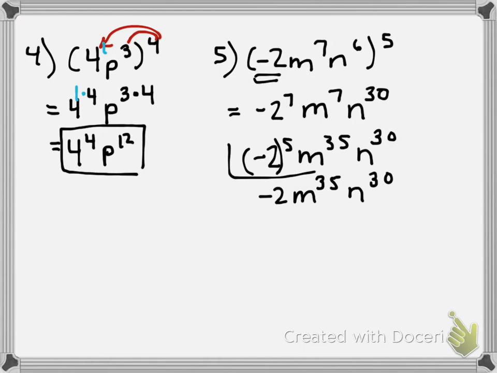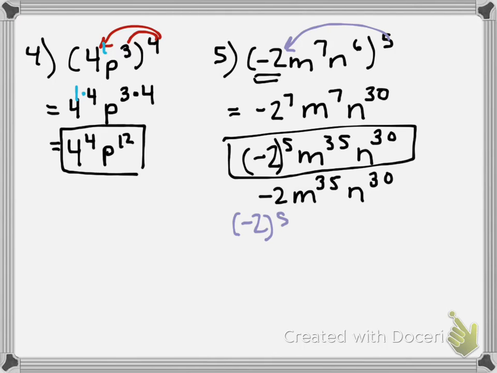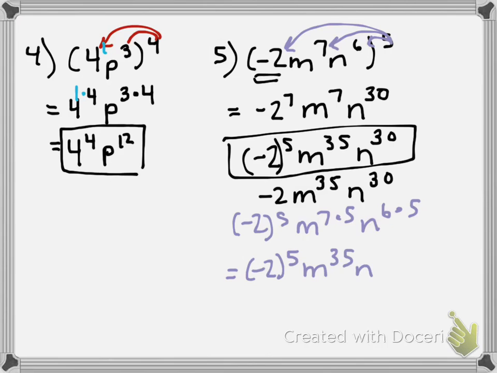So Talia is absolutely right. And again, all she did was distribute. So she took that -2 and raised it to the 5th power. When she took m to the 7th and raised it to the 5th power, she multiplied. And then when she took n to the 6th power and raised it to the 5th power, she just multiplied. And that's how she got -2 in parentheses to the 5th power. m to the 7 times 5 is 35. 6 times 5 is 30. Okay, so that's how we do that.